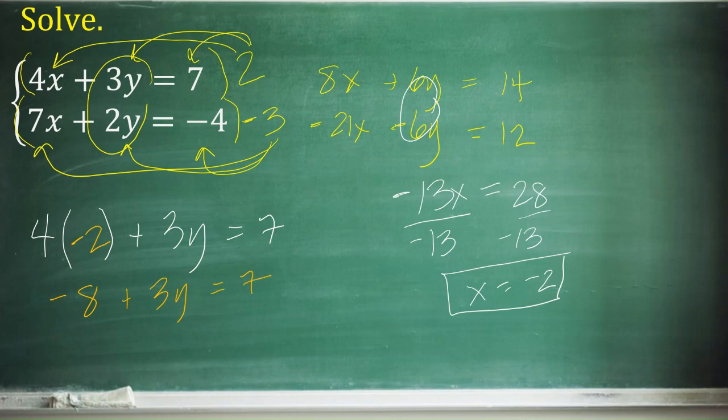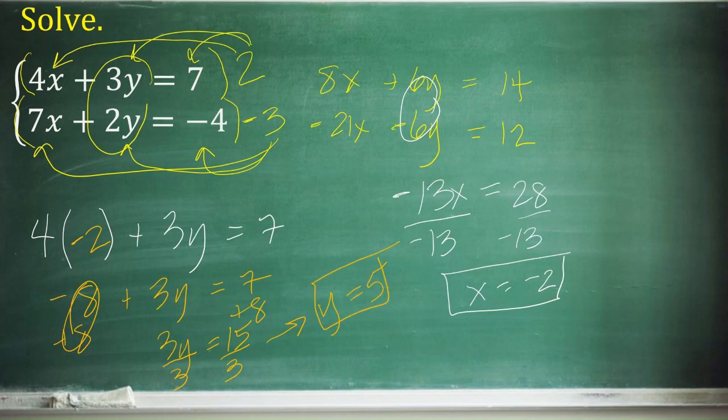My goal is to isolate y or get it by itself. So to do that, I'm going to do PEMDAS backwards. I'm going to add 8 to both sides. So now that makes a 0. So I have 3y equals 15. To get y by itself, I'm going to do the inverse operation of multiplying, which is division. So I'm dividing by 3 on both sides. And I run out of room, so I'm coming over here. So y equals positive 5.